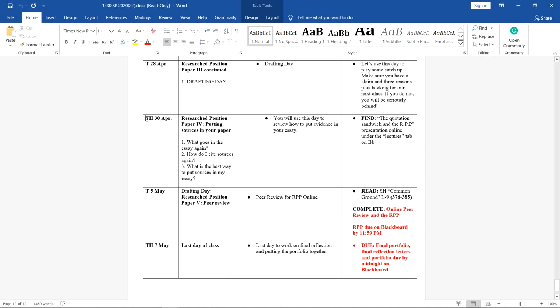So for today, I will be going over a quick review on quotation sandwiches and the RPP. Just a reminder that the RPP stands for the research positions paper. That's our final paper, that's our last paper. It's all the same thing, just to clear up any confusion. What I'll be doing today is going over what goes in the essay again, how do I cite citations, and what is the best way to put sources in my essay.